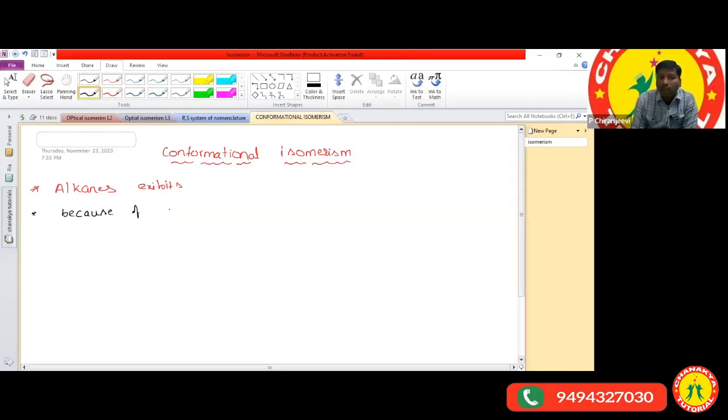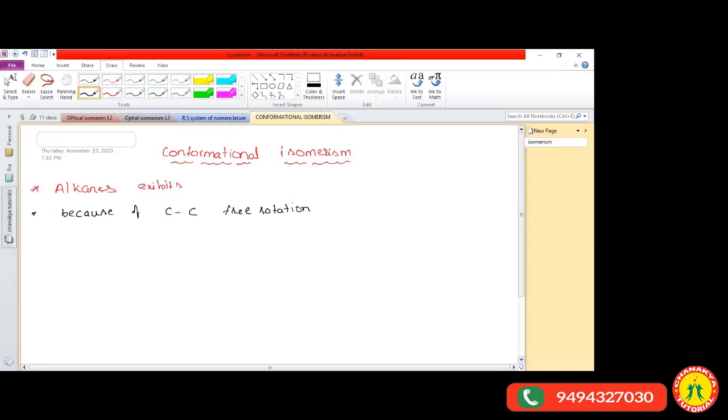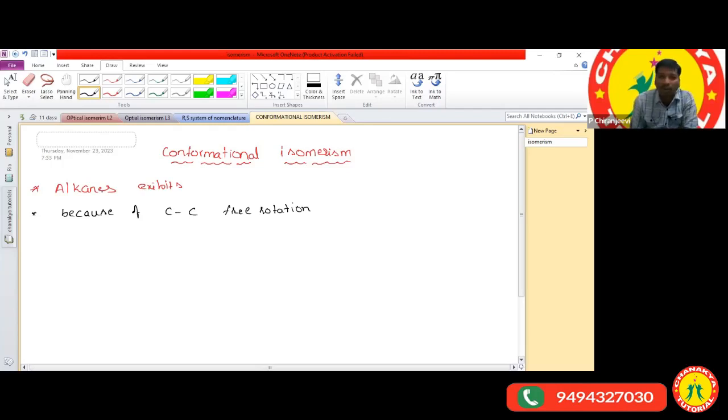Because of carbon-carbon free rotation. In alkanes, what happened here? Between carbon and carbon, do we have a single bond or double bond in alkanes? Aditi, in alkanes, between carbon-carbon do we have a single bond or double bond? Sir, in alkanes we have a single bond. Okay, so whenever there is a carbon-carbon single bond, we can easily rotate.